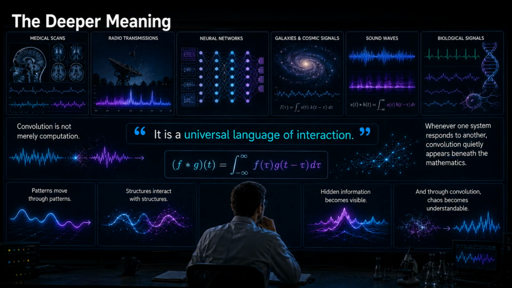The scientist observes convolution appearing everywhere across science and engineering. Inside medical imaging, wireless communication, artificial intelligence, physics, and biological systems, the same mathematical principle quietly emerges again and again. Convolution describes how structures interact across space and time. It transforms local overlap into global understanding. And through this simple sliding process, hidden patterns inside reality become visible.